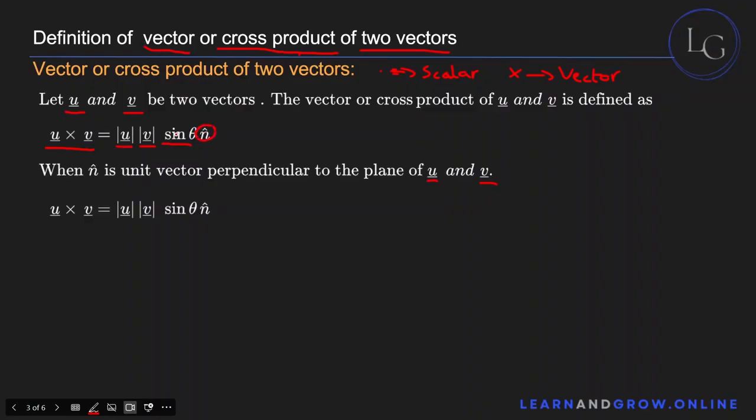Okay, and because obviously if you just take the magnitude of u, the magnitude of v, and the sine of the angle between them, that just gives you one value, which is a scalar, just like in the dot product, right? But since the cross product gives you a vector value, you need to multiply it with something to give you a vector value, and that is this n right here. This n is the unit vector perpendicular to the plane of u and v, right? But it's also very important to understand why.